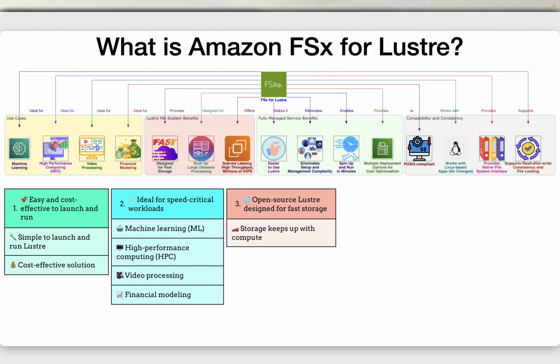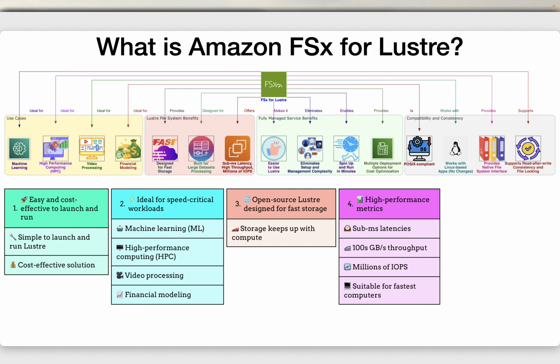The open source Lustre file system is designed for applications that require fast storage, where you want your storage to keep up with your compute. Lustre provides sub-millisecond latencies, up to hundreds of Gbps of throughput, and up to millions of IOPS, making it suitable for the fastest computers in the world.